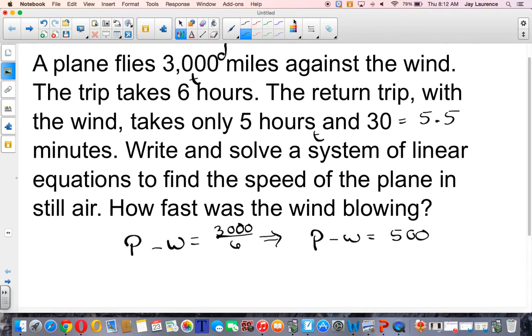Okay, and then our second equation is going to be with the wind. The distance hasn't changed, but the time has to 5.5 hours. Very important here you pay attention to that 5.5, okay? It's 30 minutes, half an hour.